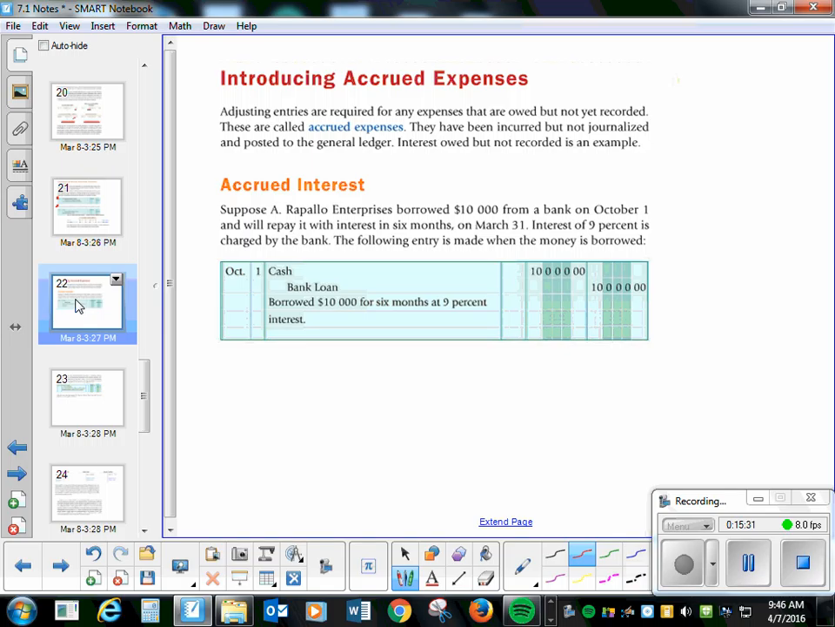So suppose A. Rapallo Enterprises borrows $10,000 from a bank on October 1st and will repay it with interest in 6 months. On March 31st, interest of 9% is charged by the bank. The following entry is made when the money is borrowed. So that's the borrowing.